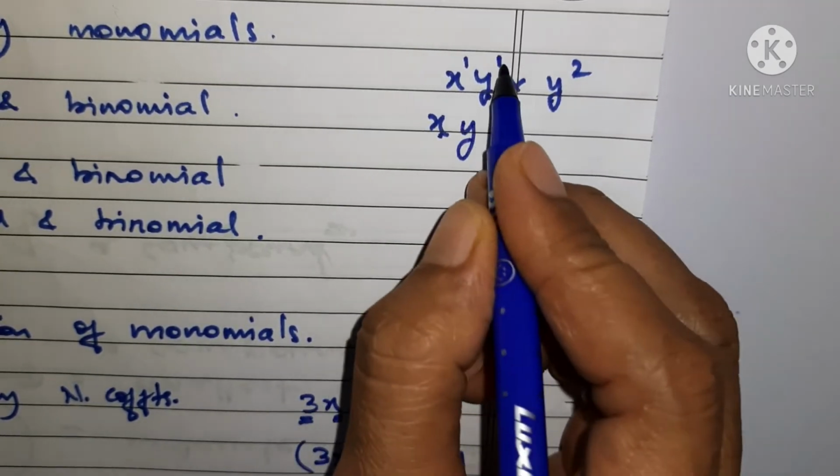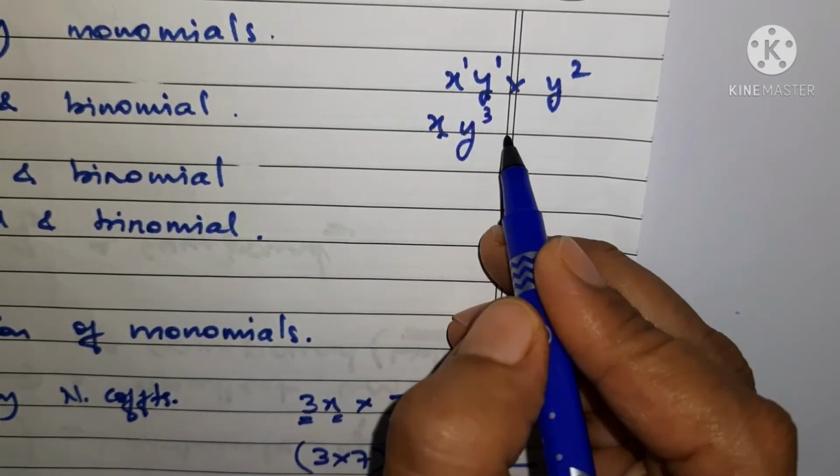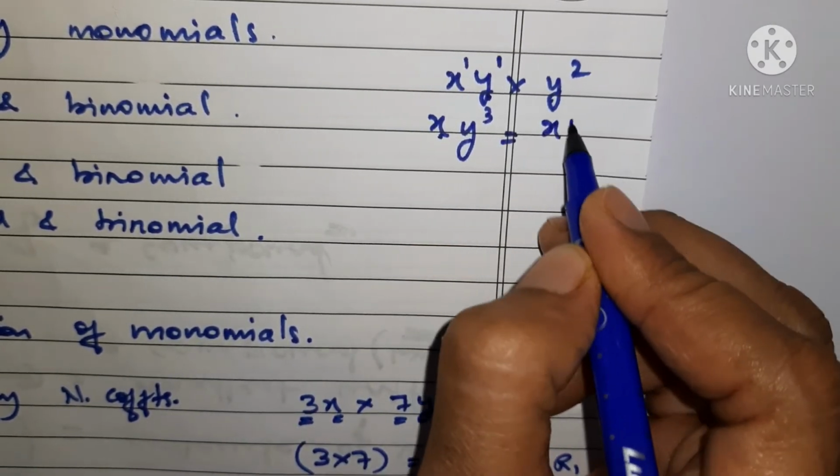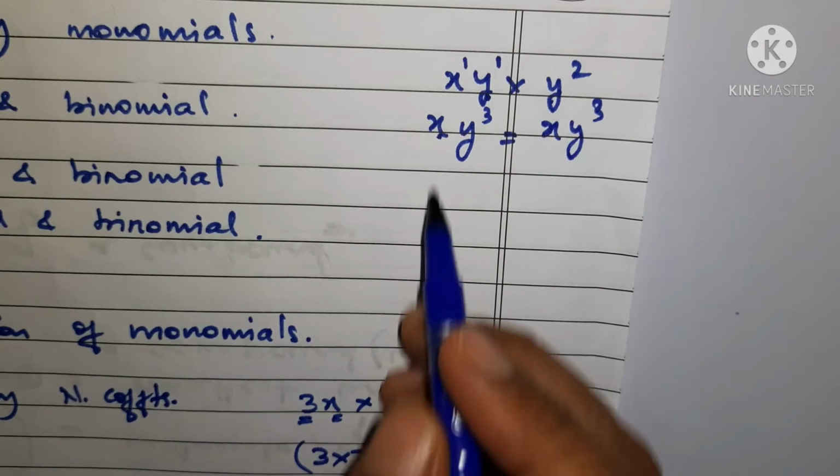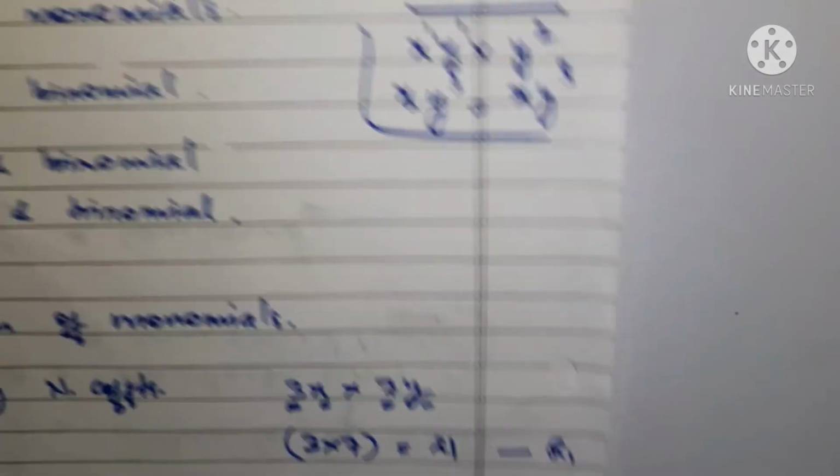So it will become 1 + 2 is 3. So ultimately it is going to give you x y to the power q. ठीक है, तो इस तरह के केसेस हमें समझने होंगे.